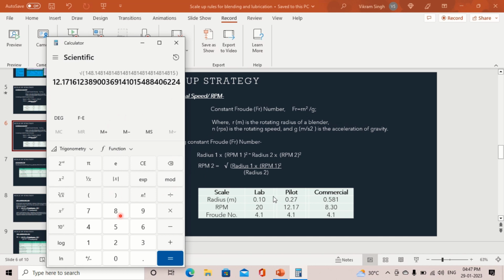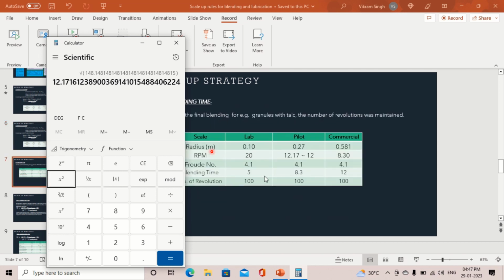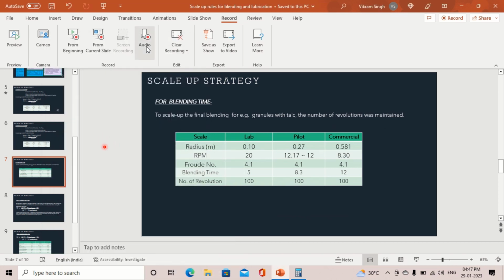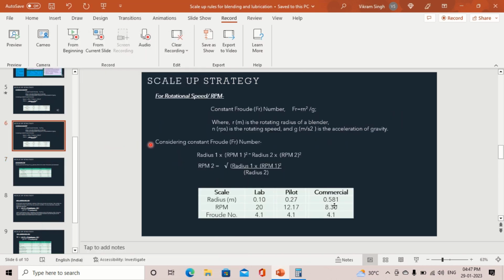So a process in a blender having a radius of 0.10 is optimized at 20 RPM. For that process, if we want to scale to a pilot scale blender having a radius of 0.27, we have to keep 12.17 RPM so as to keep the same Froude number. By keeping the same Froude number, we obtain the RPM of the pilot scale, the second scale. The same strategy we will use to get the RPM of the commercial scale. Based on this principle, by keeping a constant Froude number, we can calculate the RPM of any scale.